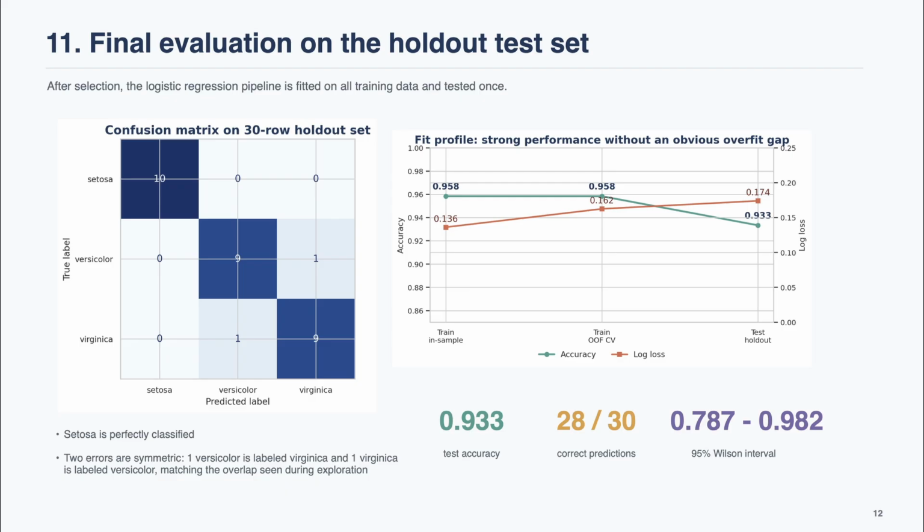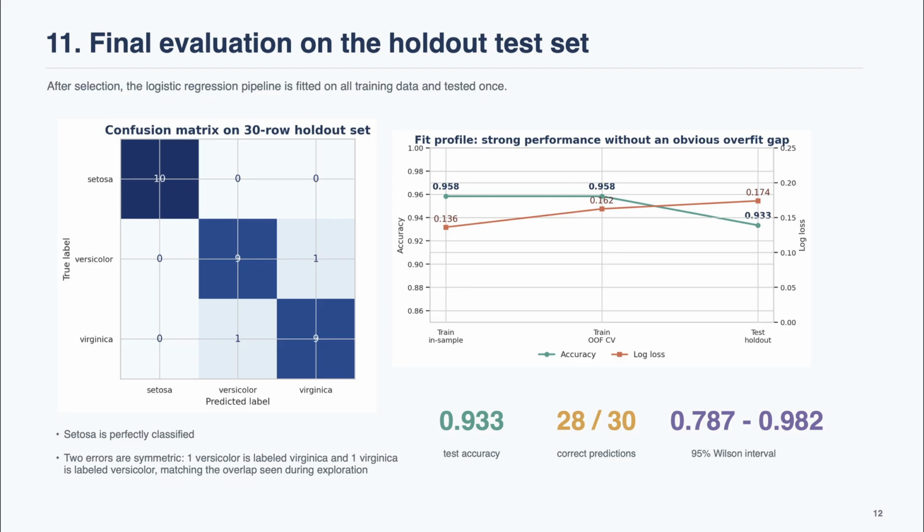The model achieves a test accuracy of 0.933, meaning it correctly predicts 28 out of 30 test examples. Setosa is classified perfectly. This matches what we observed earlier in the exploratory analysis, where setosa formed a clearly separated cluster. The 2 errors are symmetric. One versicolor flower is predicted as Virginica, and one Virginica flower is predicted as versicolor. This also matches the visual analysis, where versicolor and Virginica overlap near their decision boundary.